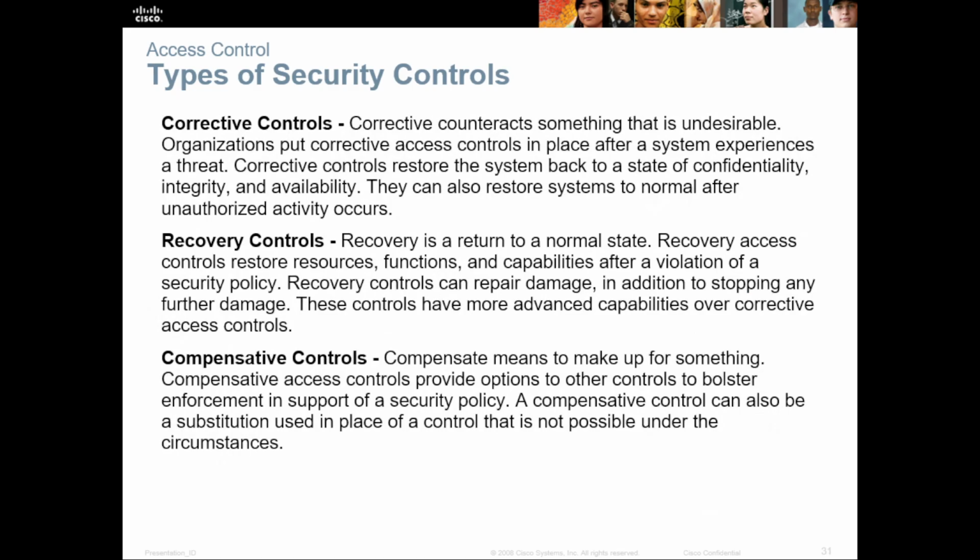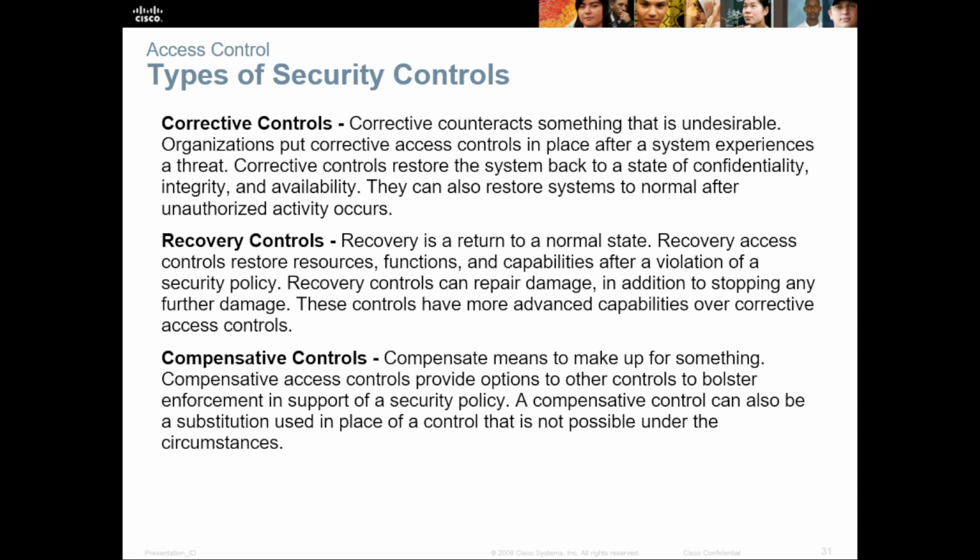So there's also corrective control. Corrective control counteracts something that is undesirable. Organizations put corrective access controls in place after a system experiences a threat. Corrective control restores the system back to a state of confidentiality, integrity, and availability, which is the CIA triad. They can also restore systems to normal after unauthorized activity occurs.